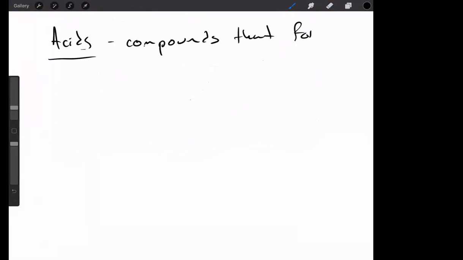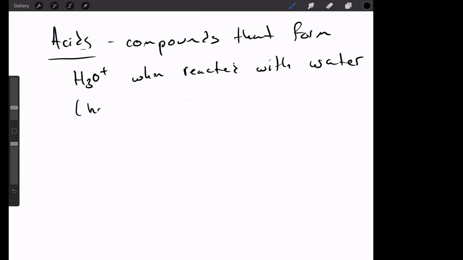Okay, so we want to start with acids, and acids are compounds that form H3O+ when reacted with water. What that means is that it has to have an H+ ion, a hydrogen ion, in the molecule. And so what I want to do is give you an example of just a couple of acids that don't involve polyatomic ions.